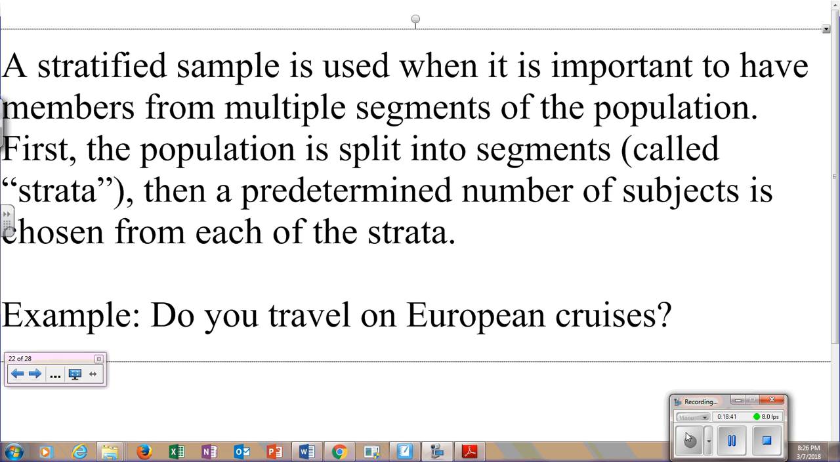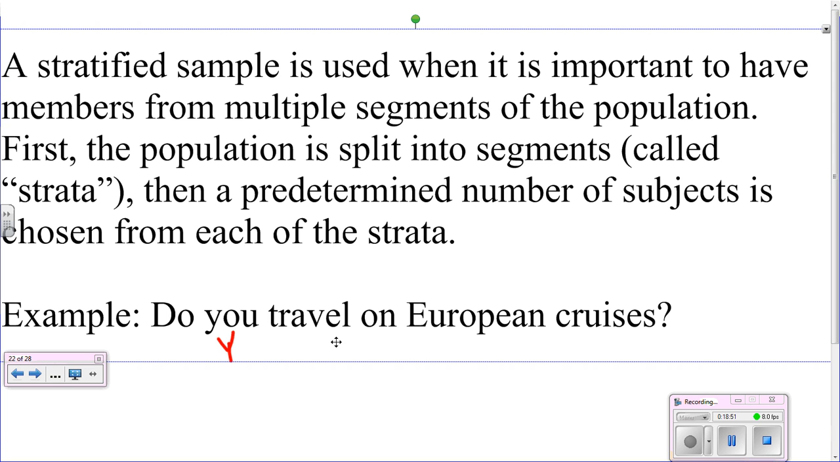Okay, an example of this is, do you travel on European cruises? There's either one or two answers. You'd either be a yes or a no. So I go out and I ask a bunch of people this question. I would either get one answer or another, yes or no. Those are our strata. So yes would be one and no would be the other.